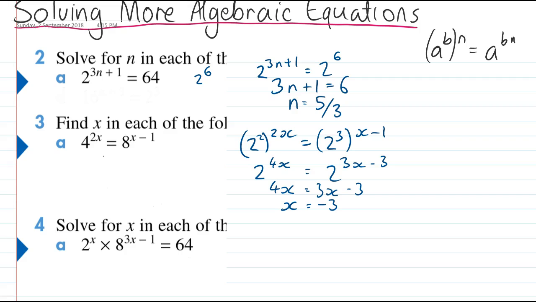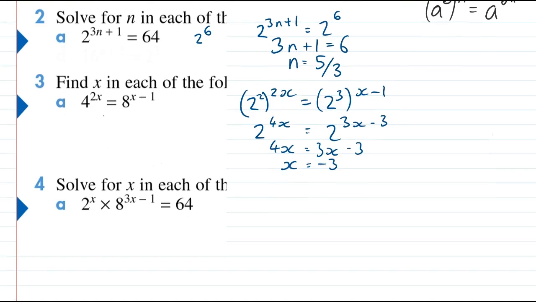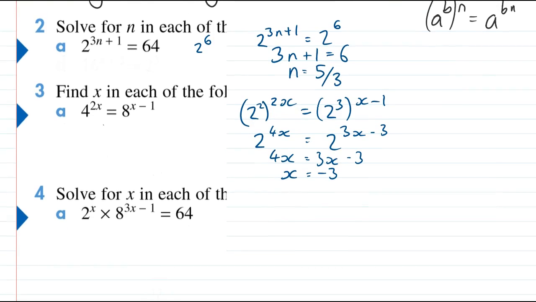Okay, so I'm assuming you've tried it. And the first thing I'd say is it follows the same rules as the last one. So we've got 2 to the x, and it's being timesed by 8 to the 3x minus 1, which is the same as 2 to the 3, because 8 is 2 to the 3, all to the power of 3x minus 1, which equals, as we said before, 2 to the power of 6.